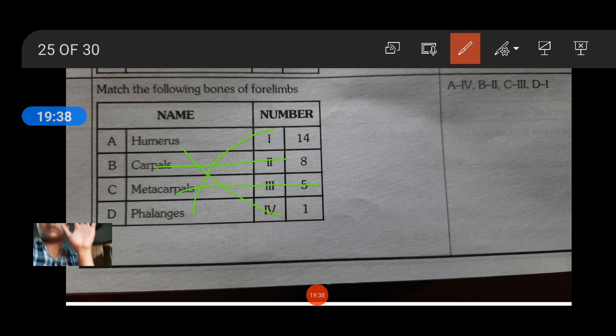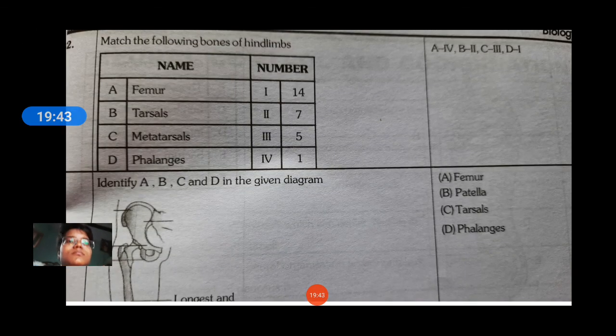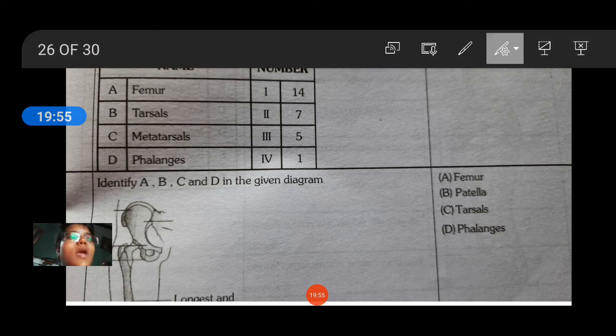So femur is a single bone, so 1. Tarsals are 7 in number, metatarsals are 5 in number, and phalanges are 14. So here you have to learn only the tarsals, which are 7, and in our hand the wrist joint, which is having 8 bones.